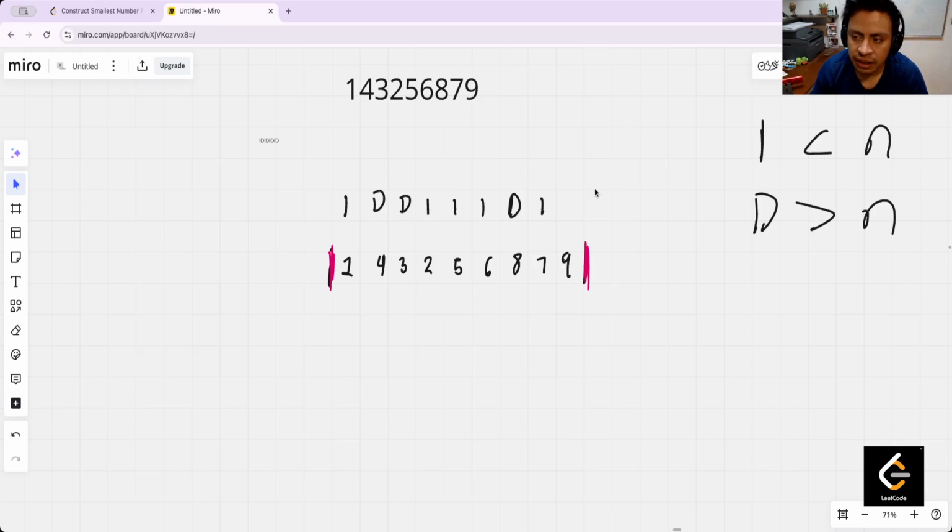Okay, I think that the key with this problem is count how many contiguous characters I have.